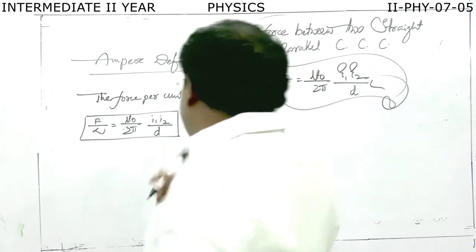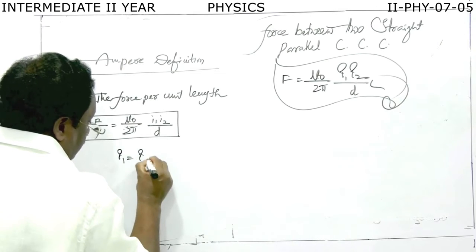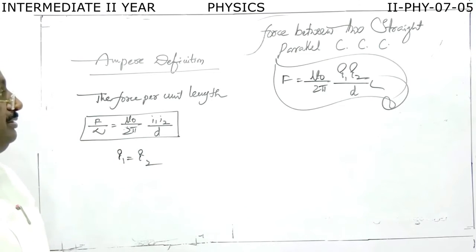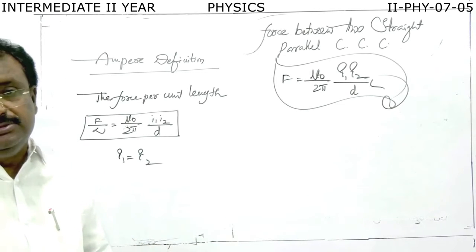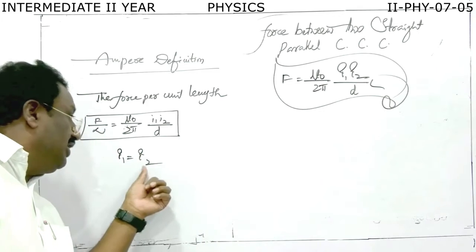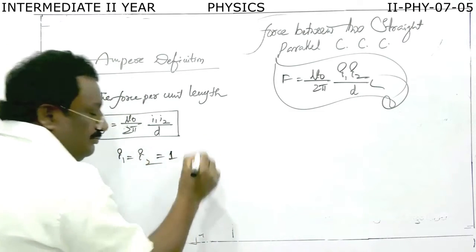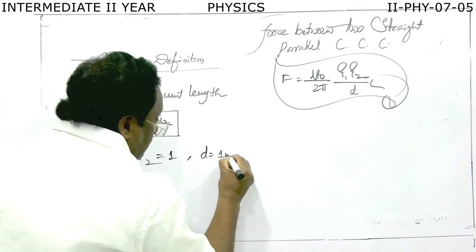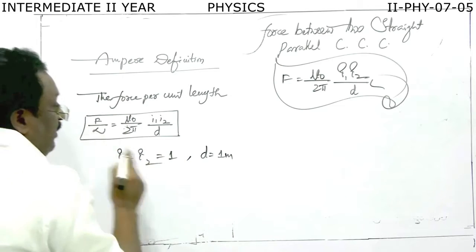Now here I1, I2 is there. What do you mean by I1 equal to I2? There are two straight parallel conductors, and in each of them the same current is passing, that is 1 ampere. And d is equal to 1 meter. So I1 and I2 are 1 and d is 1. Then what does F by L become?